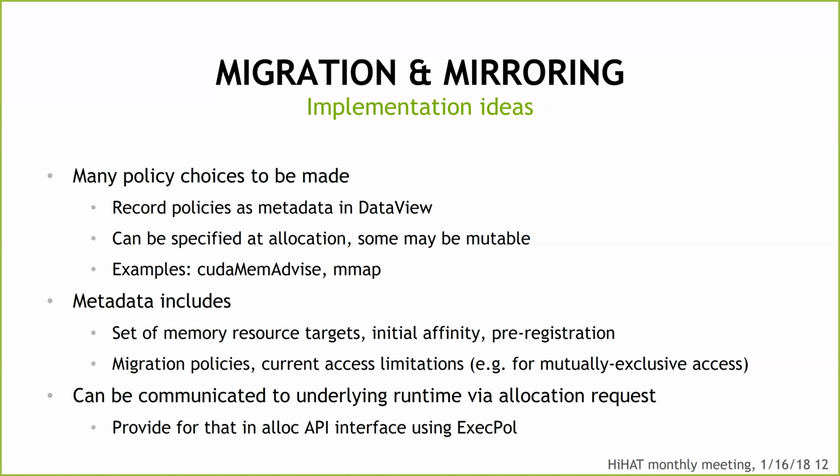Just to note, for some scenarios and targets, two different agents could both have access to something, but it may be mutually exclusive access, where one gets to write it, and there's an assumption that the other won't read it or write it while he's got it, and so you need to manage that. That's another thing that can be pushed up there. You can communicate this to the underlying runtime at the time that you make an allocation request, and that information can be bundled from the allocation API interface using the execution policy field. So this is essentially what's being implemented.